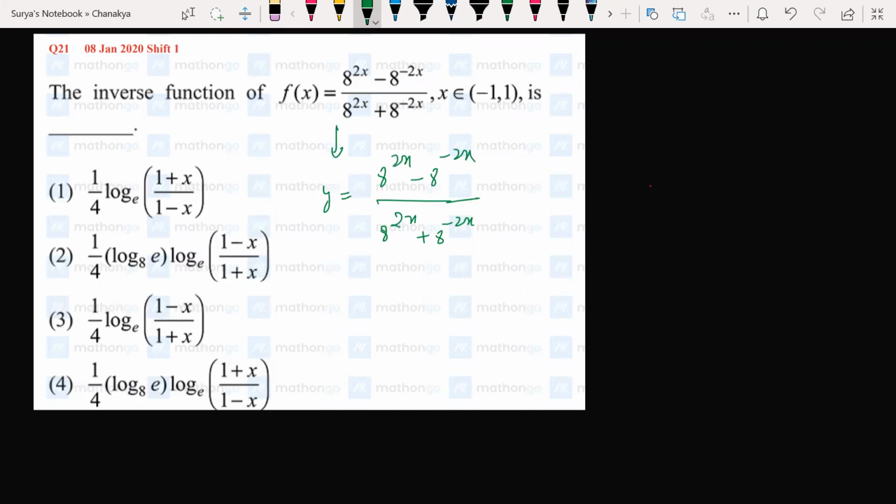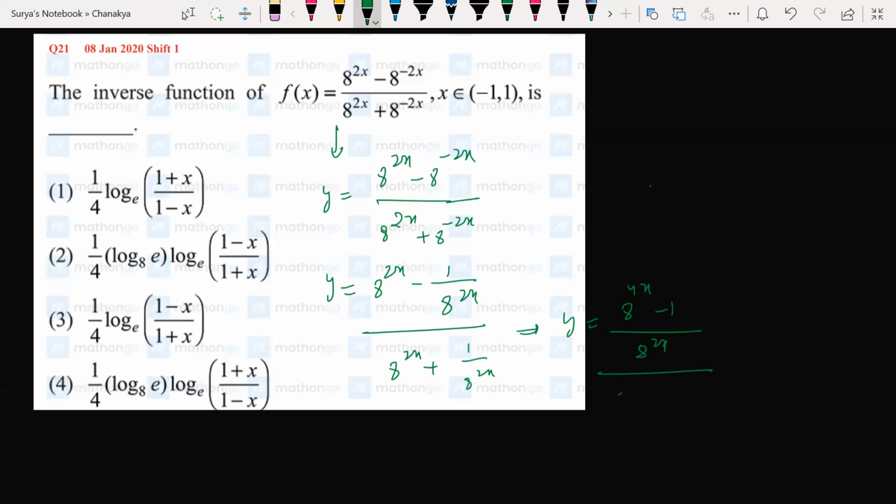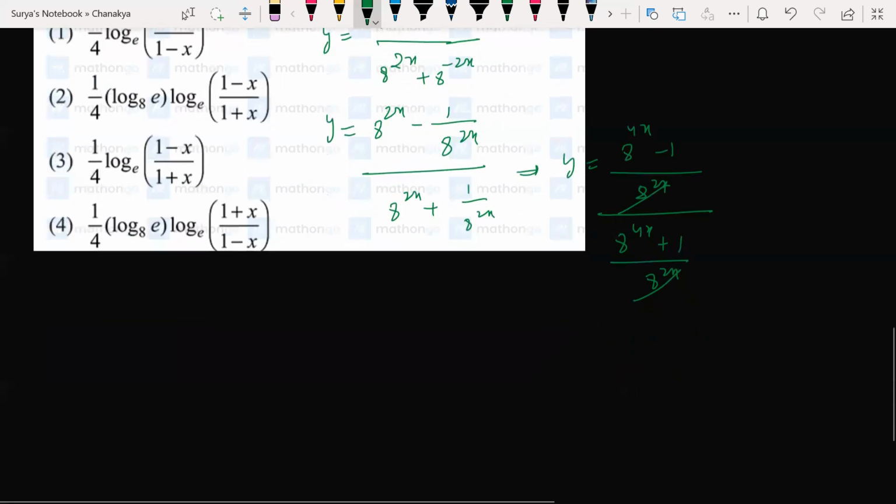All right. So now look at the board. What can I write this as? So y is equal to (8 to the power of 2x minus 1 by 8 to the power of 2x) whole divided by (8 to the power of 2x plus 1 by 8 to the power of 2x). Right? So adding the powers with base 8, y is equal to (8 to the power of 4x minus 1) whole divided by 8 to the power of 2x, whole divided by (8 to the power of 4x plus 1) whole divided by 8 to the power of 2x. This will be getting cancelled.